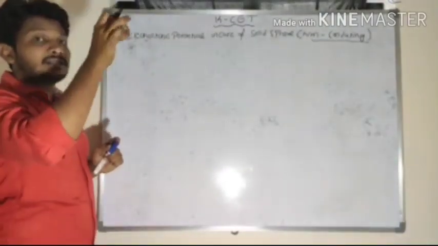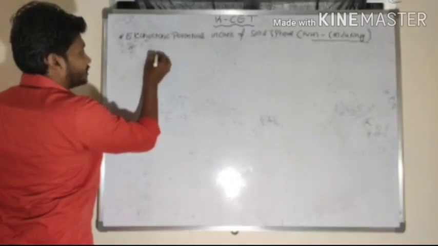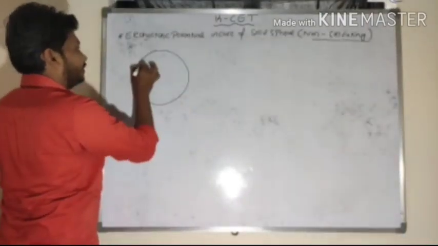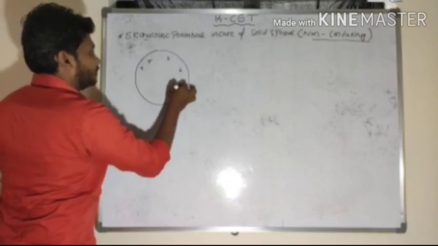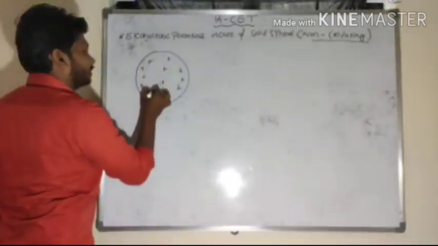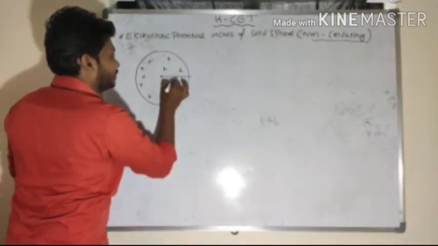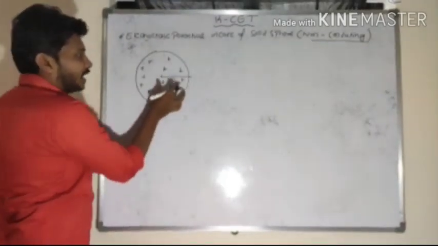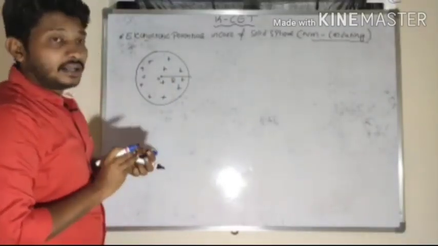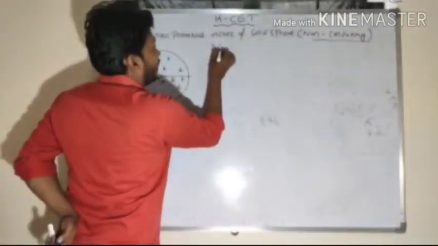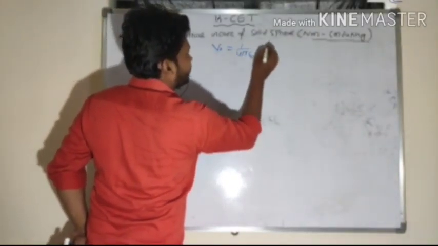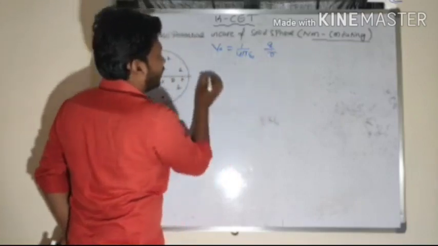Charges are present inside the sphere also. Charges may occur inside the sphere even. For example, this is a non-conducting sphere. In case of the non-conducting sphere, charges may be present inside the sphere. Let R be the radius of the sphere. In case of the non-conducting shell, the potential outside the shell is the same equation, V naught is equal to 1 by 4 pi epsilon naught Q by r.